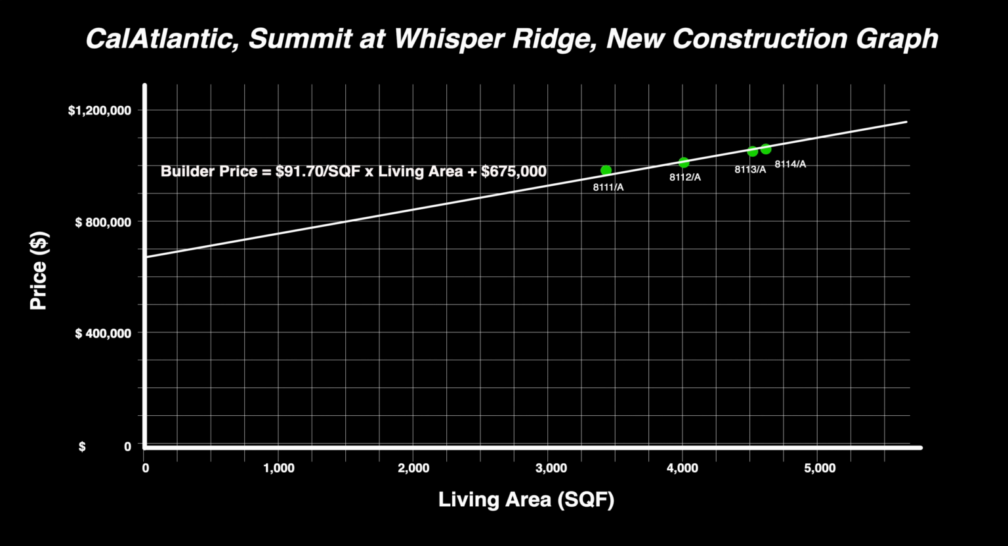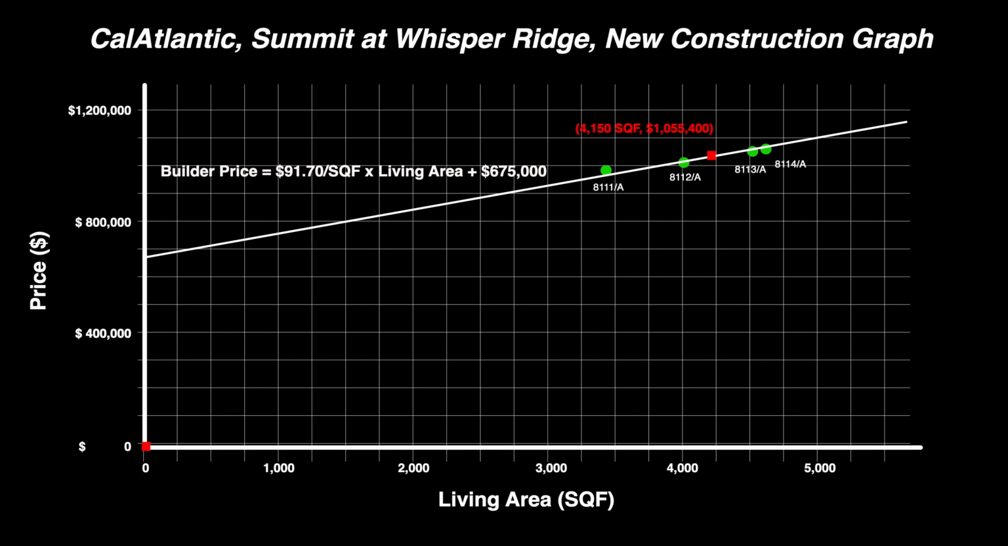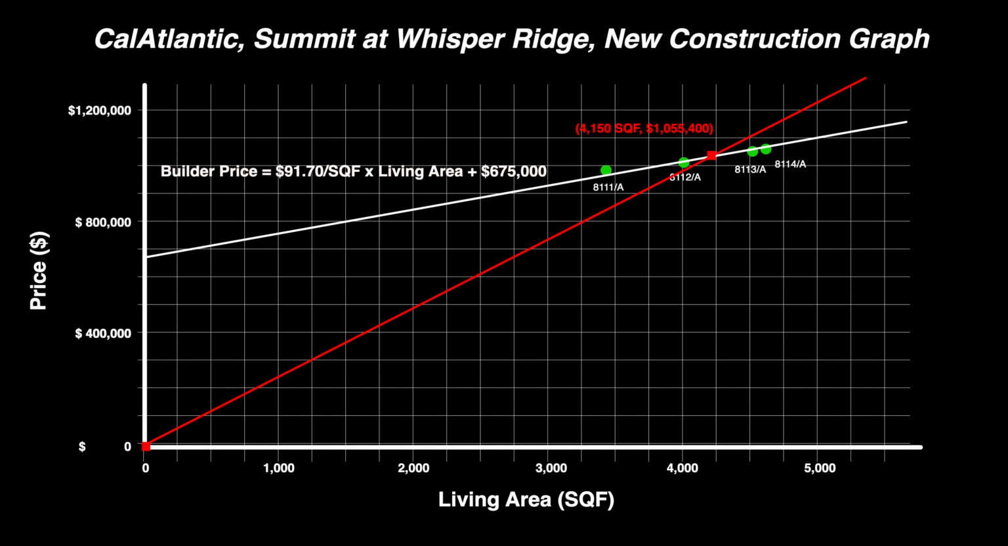To make this a powerful analysis, determine the average price per square foot trend line. To do this, first plot the average living area of all the model homes of 4,150 square feet and average price of $1,055,400, and then plot the origin 0,0 on your chart. Draw a line from the origin through the point of average living area, average selling price, and calculate the average price per square foot trend line equation. The average price per square foot trend line equation is $256.59 per square foot times the living area.